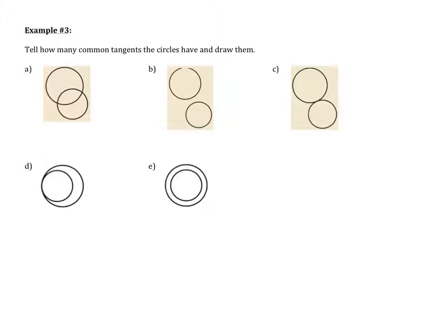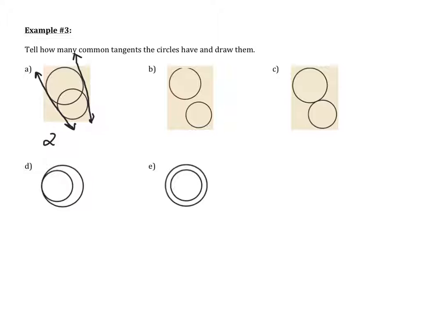It says, tell how many common tangents the circles have and draw them. So part A, we have 2 circles that are intersecting in 2 different spots, and how many common tangents can they have? The first scenario is where we can have a common tangent on this side going through both circles in one spot, and same scenario on the other side going this way. So in this case, there's only 2 common tangents, because if I draw any other lines, it'll be intersecting the circles in more than one spot. And remember, tangent lines can only intersect in one spot.